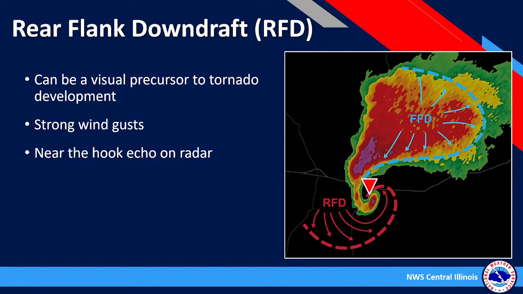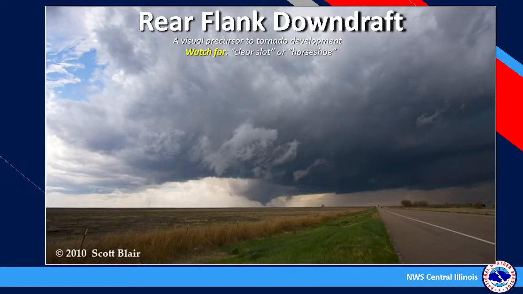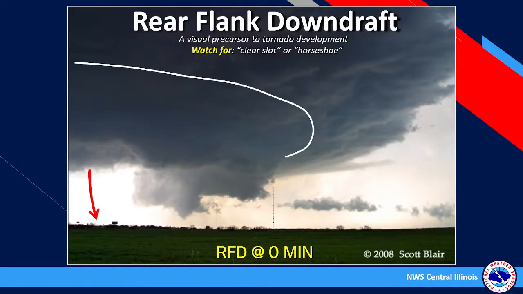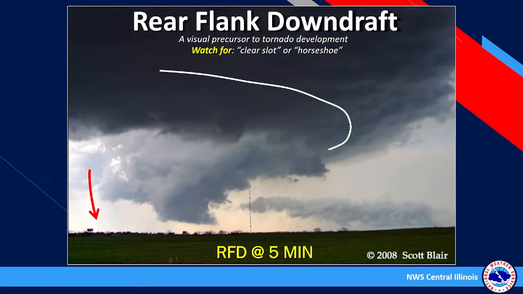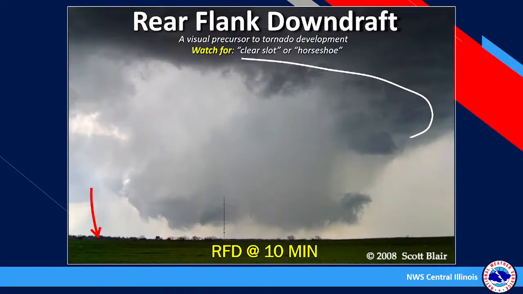The rear flank downdraft can be a visual precursor to tornado development and produces strong winds. It is located near the hook echo on a radar image. When observing a rear flank downdraft, watch for a clear slot to the left of the wall cloud and the horseshoe-like appearance of the cloud. Here is the evolution of a rear flank downdraft. Note the clear slot to the left of the wall cloud and the horseshoe-like appearance of the cloud.